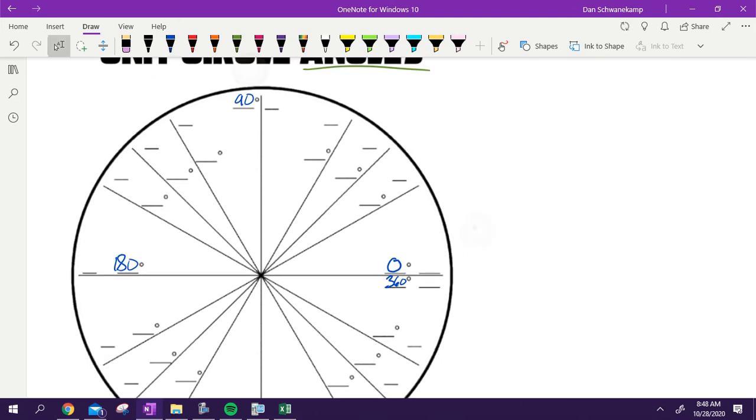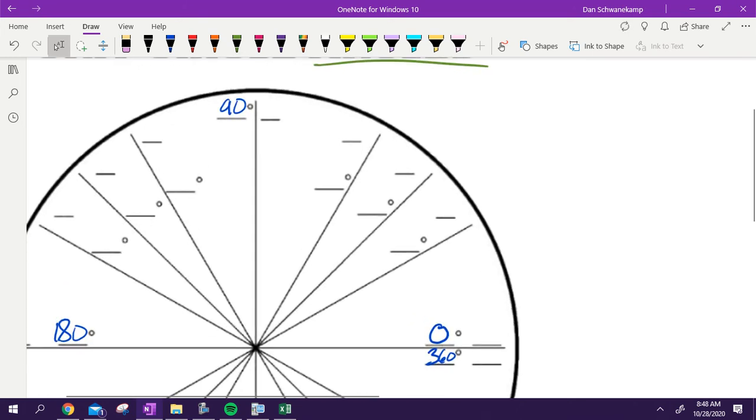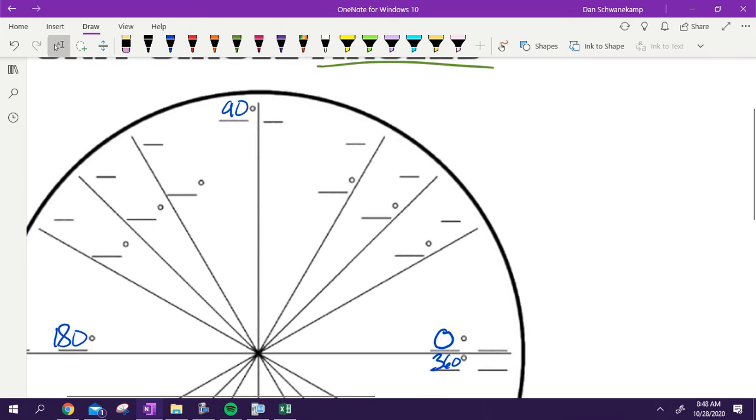Now let's look in this first quadrant. So we know that's 0, that's 90. Does there look like one of those cuts it in half? The middle one cuts it in half. So half of 90 is 45 degrees.